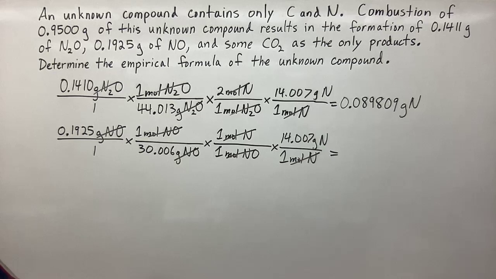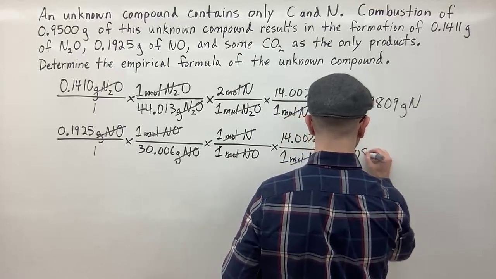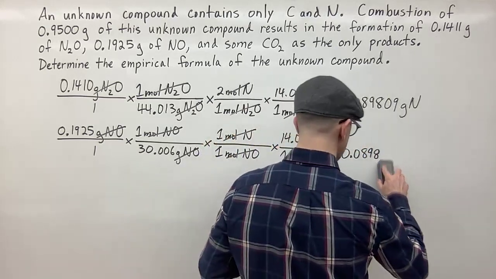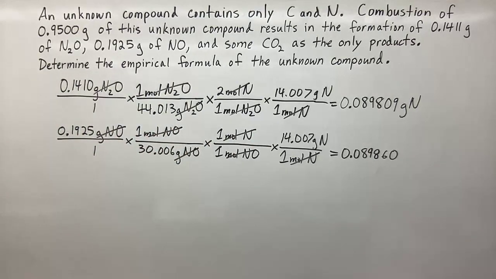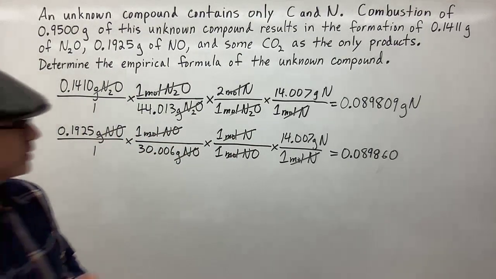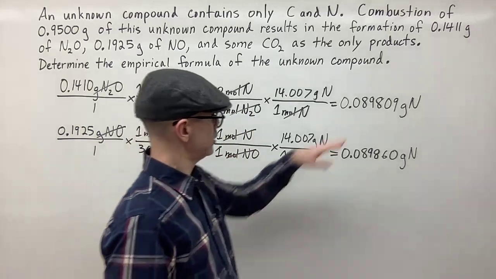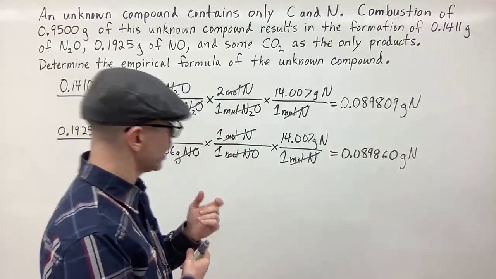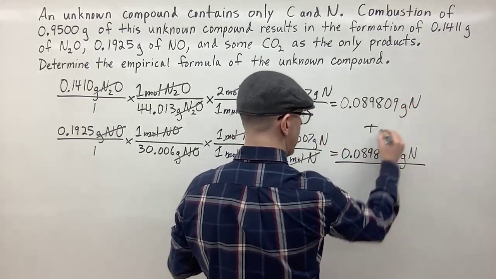let's see here, 0.0898. Yes. 0.08960, I believe. Let me double check that. 0.08960. Yes. So this is going to be grams of nitrogen. And if you look, it's almost exactly the same number of grams. So it looks like it was divided evenly among the two substances. So now all I need to do is add these two together.